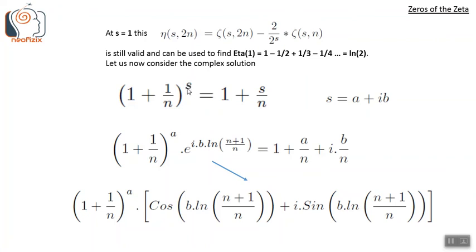1 plus 1 by n, the complex solution s. So s is a complex solution of the form a plus ib. So what we get is this a plus ib term can be replaced with this exponential form, and this is on the right hand side, and this exponential form can be further converted into cos theta plus i sin theta form. So this is what we get on the left hand side.